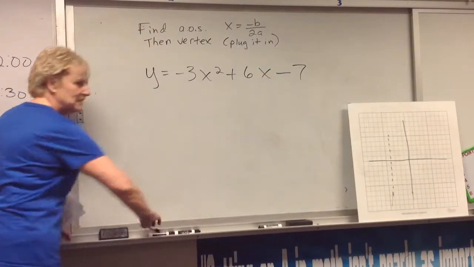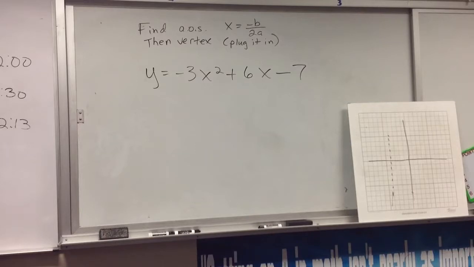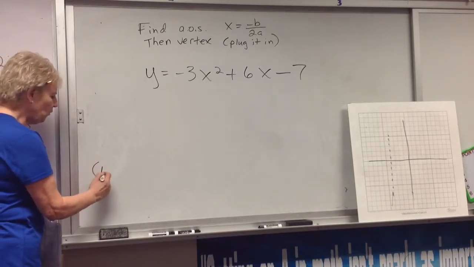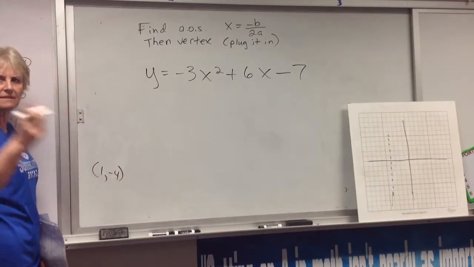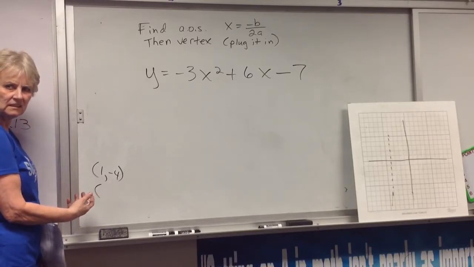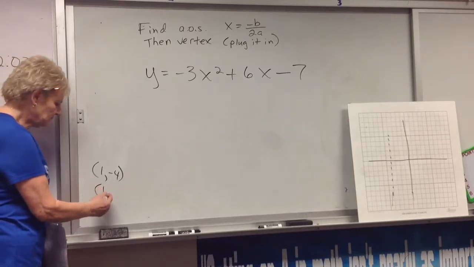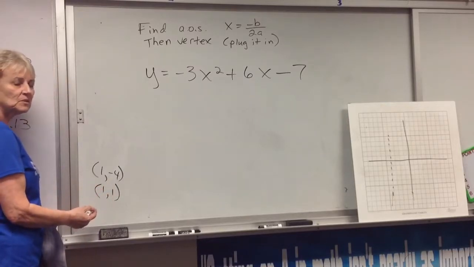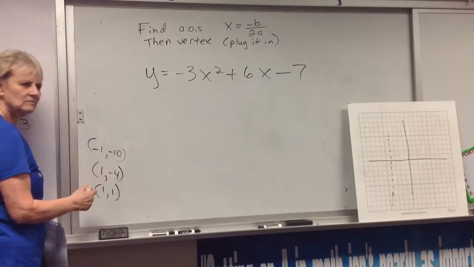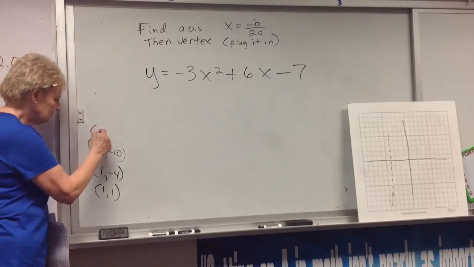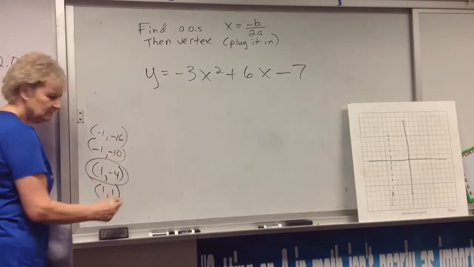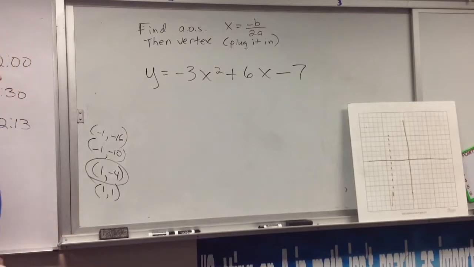All right, ready? What's your answer? The AOS, I got 1, and then the vertex is 1, -4. Somebody have something different? What'd you get? Negative 3. Any other ones? I got -1, -10. Negative 1, negative 16. Is that X? Negative 1, negative 4. I mean, positive 1, negative 4.